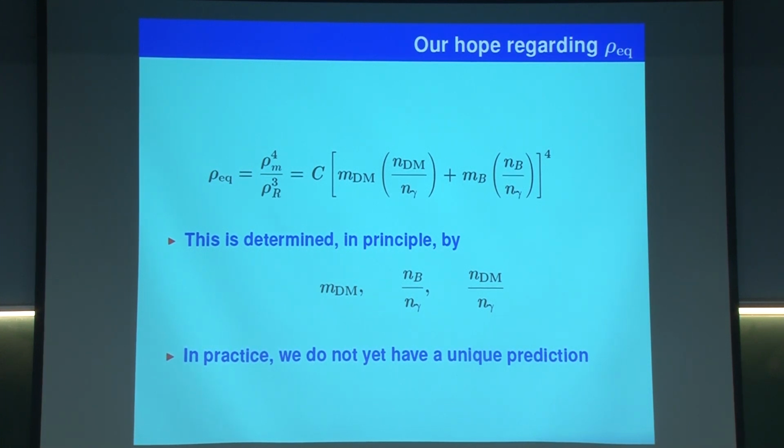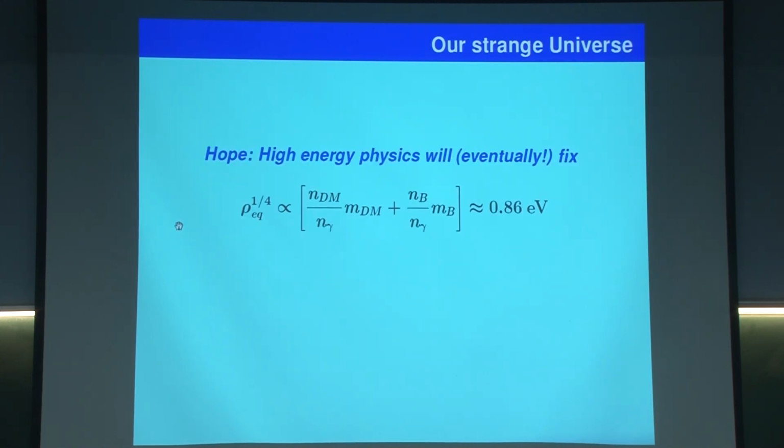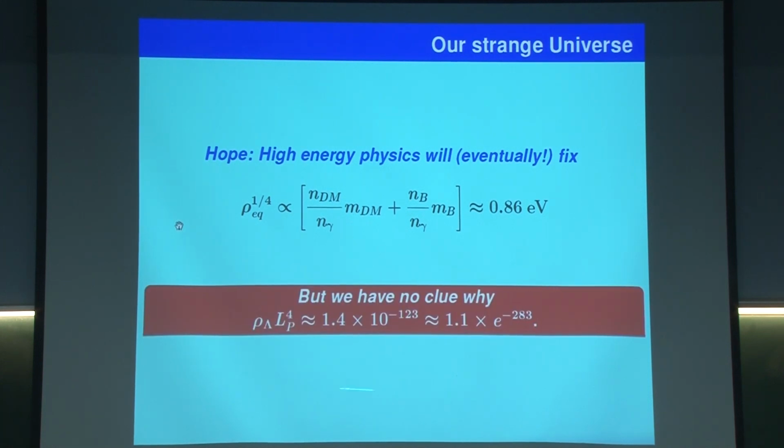Okay? And if neutrinos are milling around here, its masses and this energy scale we are talking about are pretty close, and it can give you some way of understanding this, etc. So, we believe we can understand that eventually. That is, we have a hope regarding rho_EQ. But this is what I have said, the high energy physics will eventually fix the value of this, but we have no clue why this quantity is some number like this.